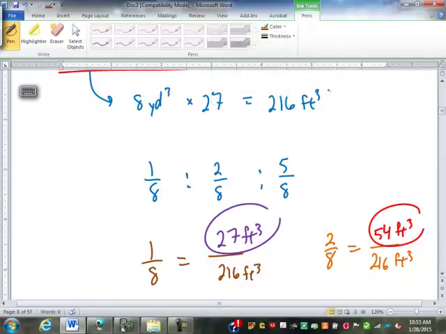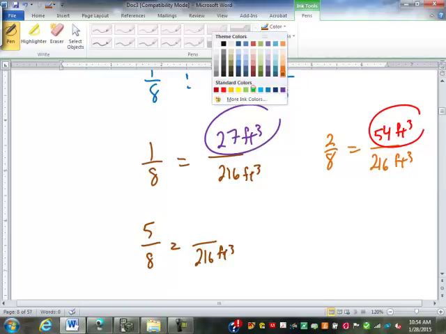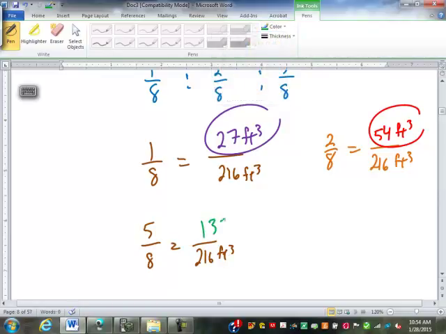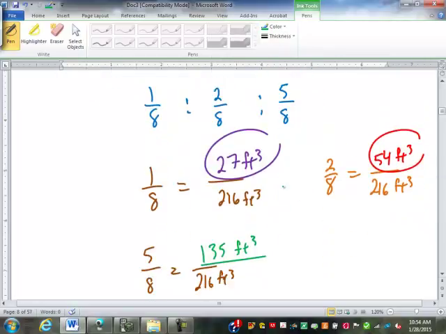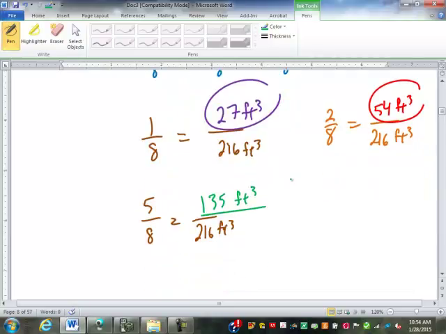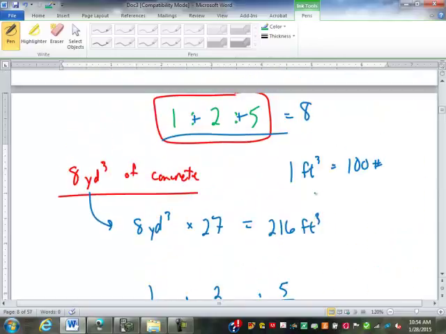And then, of course, 5/8 for the aggregate. Cross multiply and divide there, you should end up with 135 cubic feet. And if you add those all together, you better come up with the 216. I hope. You will. Any questions?